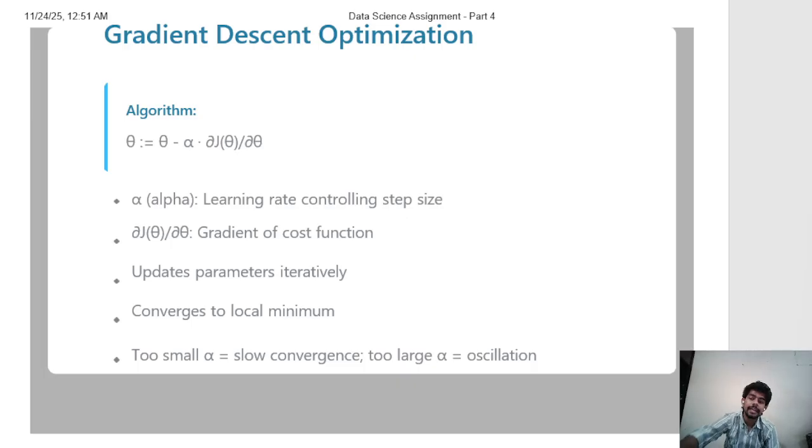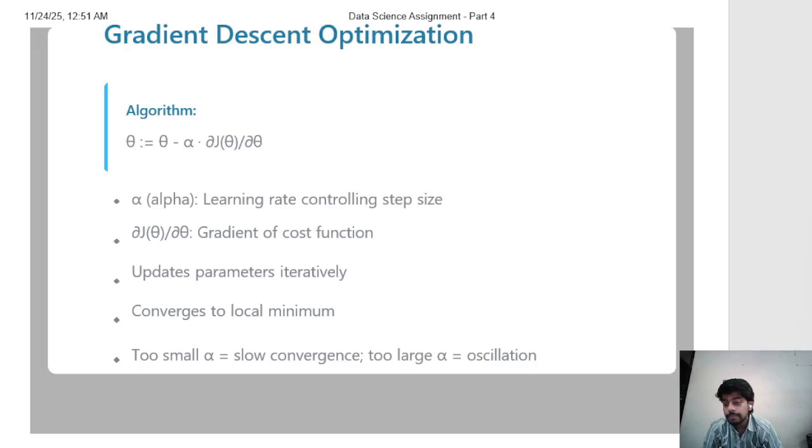Let's see gradient descent optimization. Both algorithms use gradient descent for optimization. The update rule is theta becomes theta minus alpha times the gradient of the cost function with respect to theta. Here alpha is the learning rate, a hyperparameter that controls how big each update step is. The gradient is the direction of steepest increase in the cost function. By moving in the opposite direction, the negative gradient, we minimize the cost.